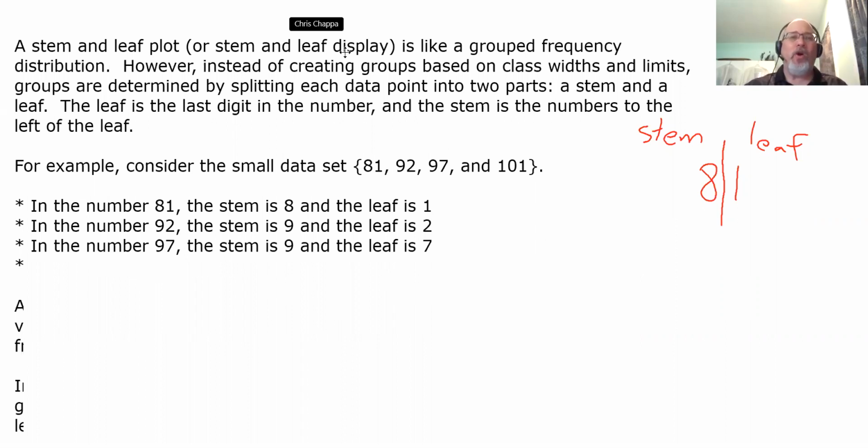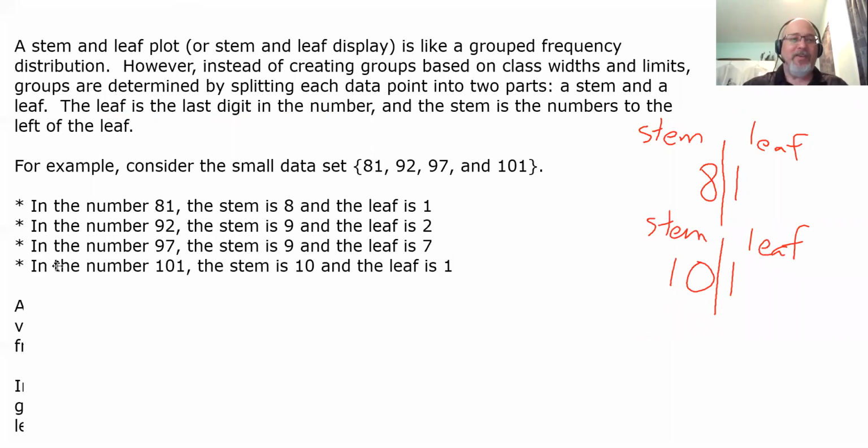But what about 101? How would we cut that? Because there's actually two places you can cut it, between the 1 and the 0 or between the 0 and the 1. Well, if you were reading and paid attention, you'll see that the leaf is the last digit in the number, meaning that we cut it off between the 0 and the last 1, meaning the stem would be 10 and the leaf would be 1. Spoiler alert, in the number 101, the stem is 10 and the leaf is 1. In general, the leaf is always the last digit and the stem is everything to the left of that.